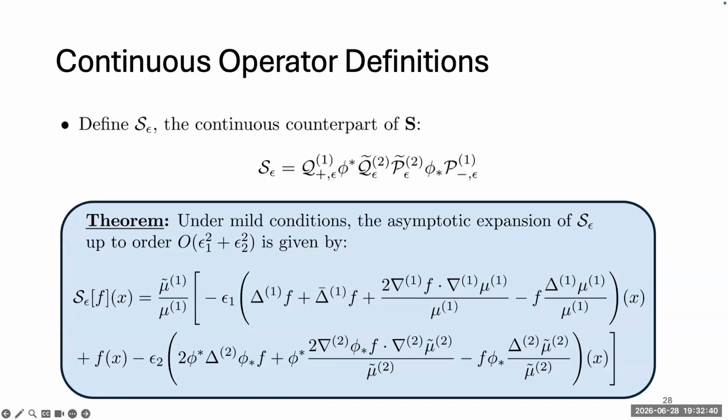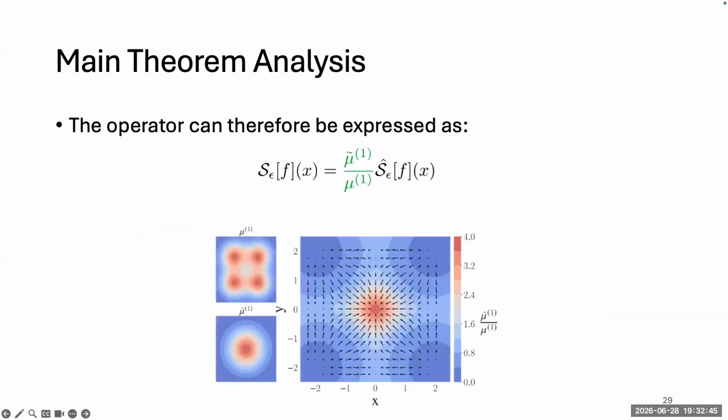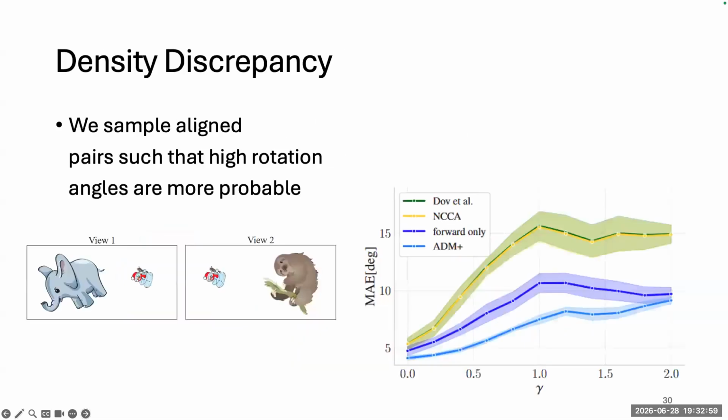In our theoretical analysis, we present the asymptotic expansion of the operator S and discuss its interpretation. Specifically, we show that it multiplies the diffusion by a density ratio of the aligned and full data, which helps guide the diffusion to reduce the impact of discrepancies between these distributions. We further show empirically that this theoretical result translates into practice to finite samples, as here the error of the angle estimation of ADM plus is the least affected from distributional discrepancy controlled by the parameter gamma.